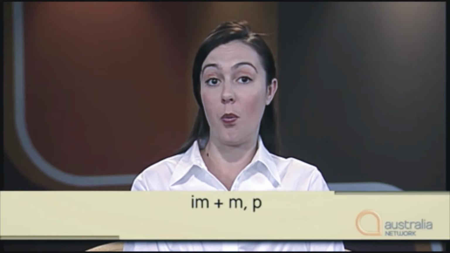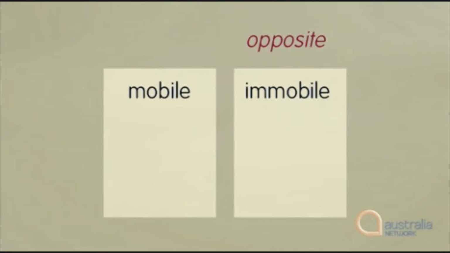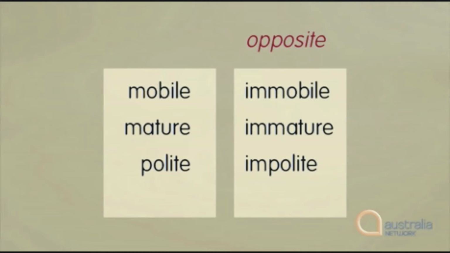Simone says she was immobile. The prefix im is used to make the opposites of words beginning with M or P. Im means not. So immobile is the opposite of mobile. It means not mobile. So we can have mobile and immobile, mature and immature, polite and impolite, patient and impatient.